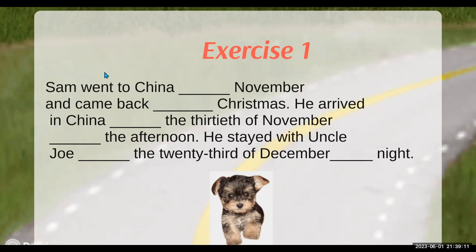At come back at Christmas, okay. He arrived in China. Okay, next. Siguiente. Teacher, será at the 30th of November, at the afternoon. Okay. Okay, you can share your idea. Later on, we are going to see exactly the answer. Okay, next one. You stay with Uncle Joe. Tell me. The 23rd of December.